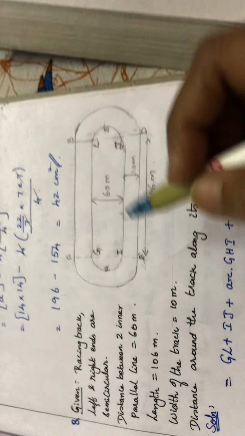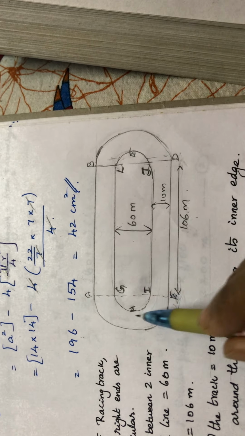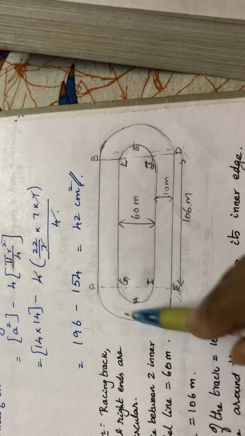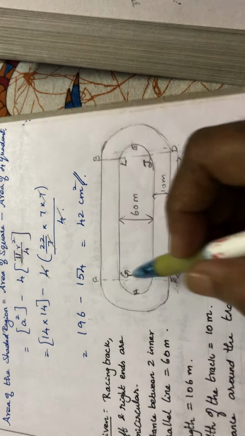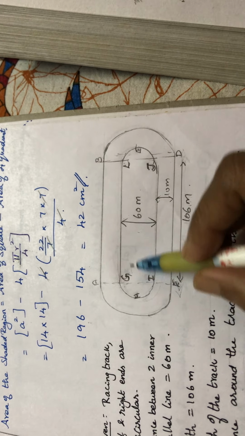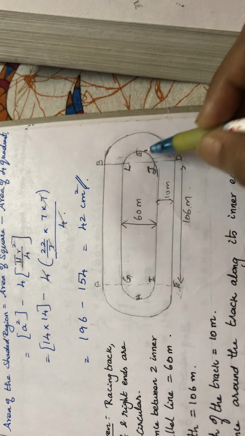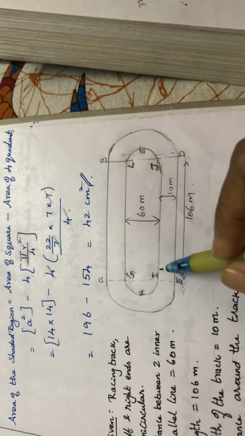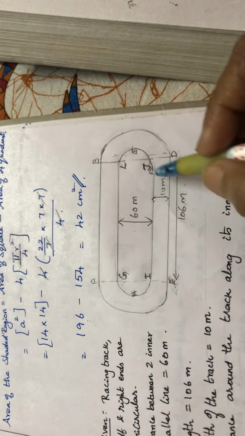What does the inner edge mean? This part is the inner edge and this is the outer edge. In the first subdivision they are asking about the inner edge only. So what is the distance of the inner edge track? That is nothing but GL, and this arc, that is LEJ plus JI plus IHG, that is the inner region.